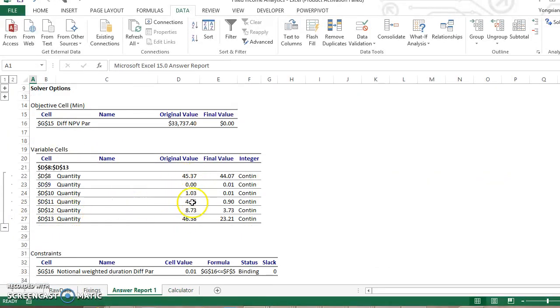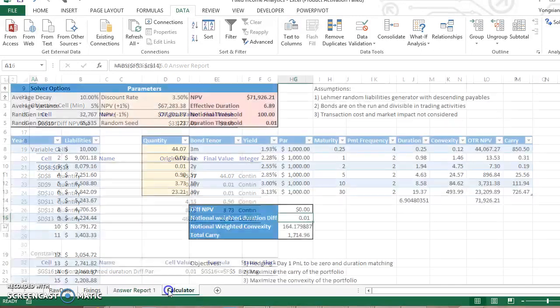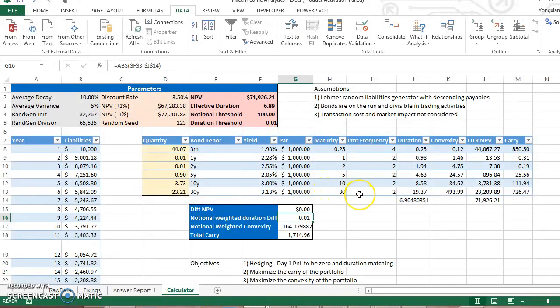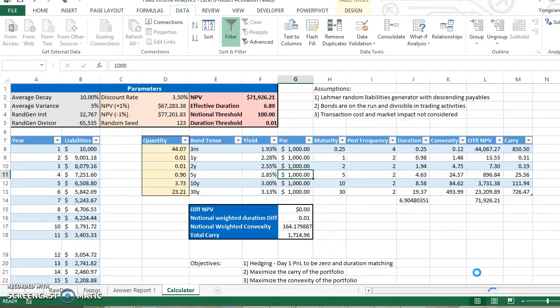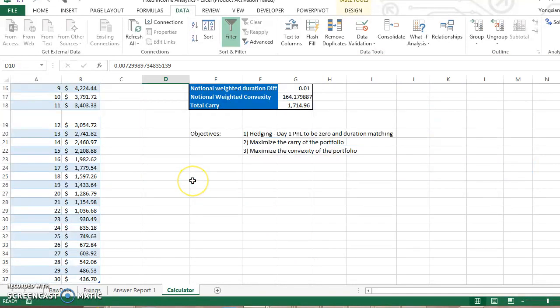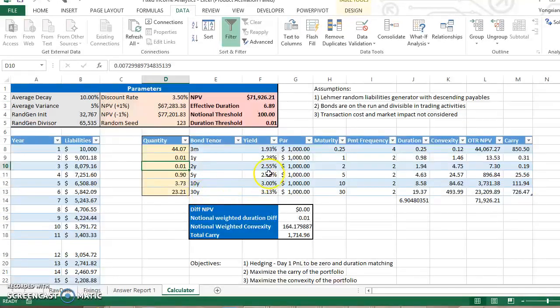So here is the portfolio for each tenor. It's saved in the answer sheet, and we can also loosen the constraints. Say we can allow a long short portfolio instead of long only. So we have a different portfolio as well.